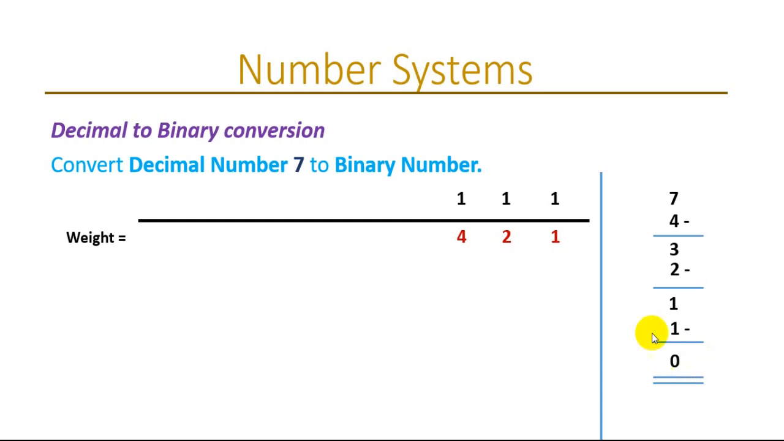Once you reach 0, there is nothing else to represent. The number has now become 0. We have represented all the numbers. So the decimal number 7 is represented as 111 in binary.